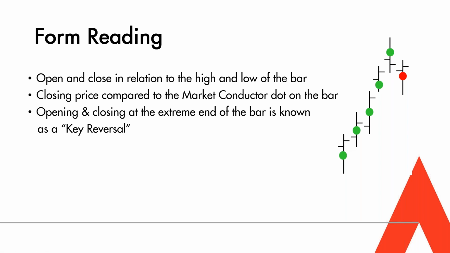And of course, as we've discussed, we can compare the closing price to the market conductor dots if we have them on the chart. Green dots if it's going up, so you want to see it closing above those green dots. Red dots if it's going down, so ideally it'd be closing below the red dots in a downtrend, but if it closes above the red dot, it's indicating the start of a new uptrend getting underway.